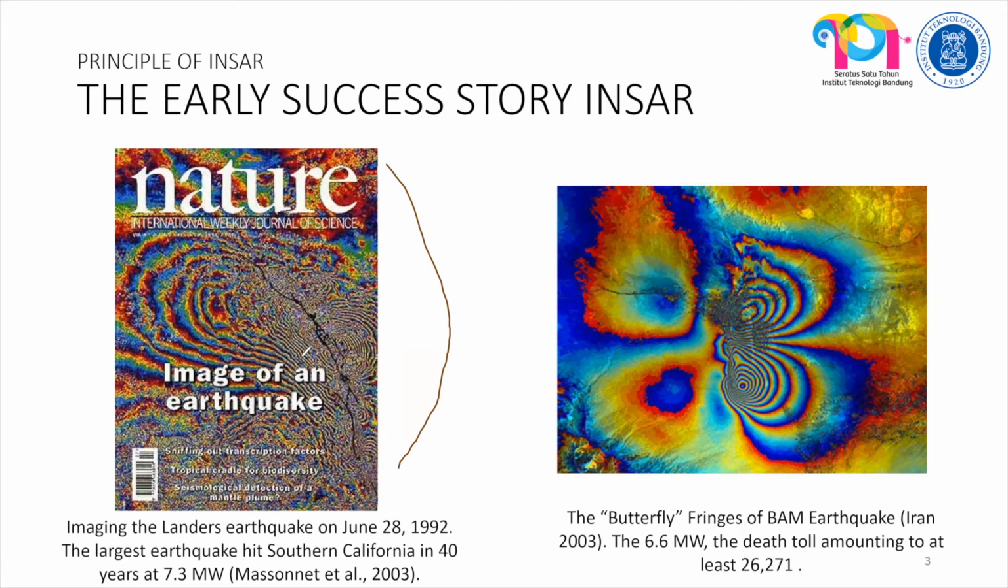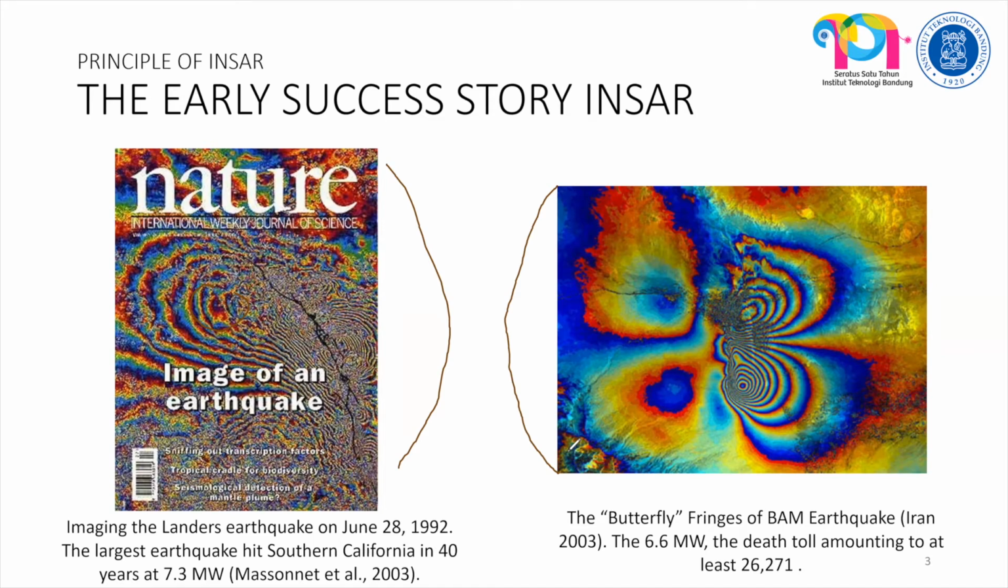And the left part, I'm sorry, the right part, is a similar case. So we could see here what we call butterfly fringes. Butterfly fringes are a sign of successful processing of the InSAR. We see kind of a butterfly like this. So this is also an interferogram. This interferogram is produced by InSAR.